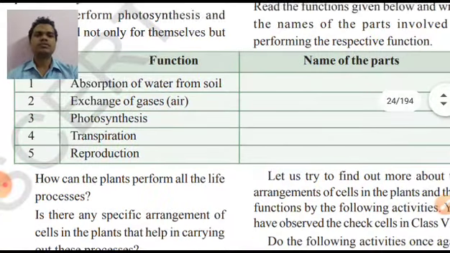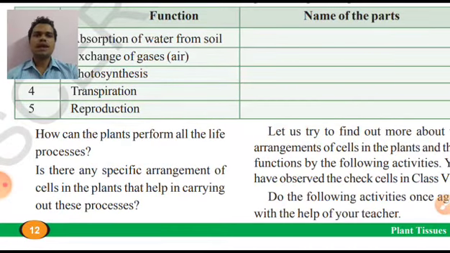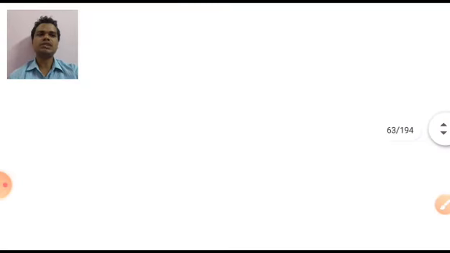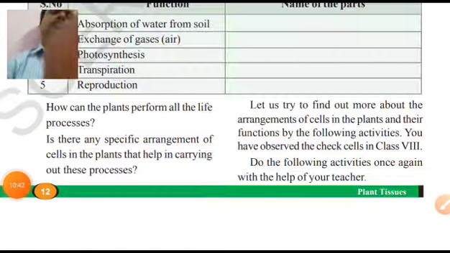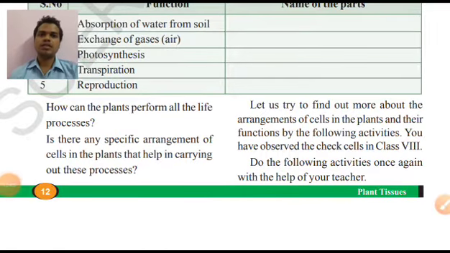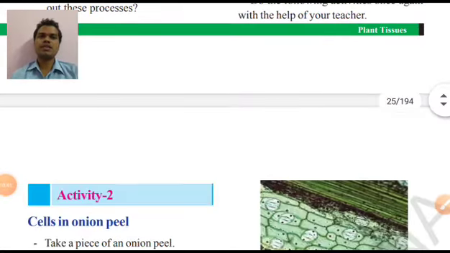Now, how can plants perform all the life processes? As you see here, as animals we have the nose and the tongue and the nervous system, and we can perform all the life processes. But plants do not have all these types of organ systems. Then how will they perform all the life processes? Do plants also have the same arrangement just like animals? Now let us try to find out by performing some activities.